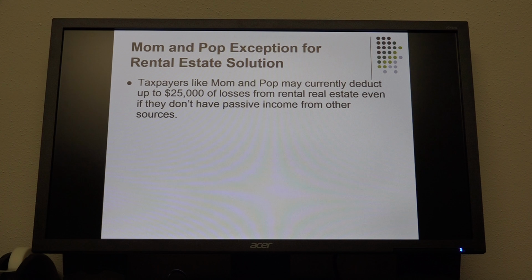$100,000, they can deduct up to $25,000 of losses each year from rental real estate, even if they don't have passive income from other sources. And so that $25,000 is used against ordinary income or portfolio income.